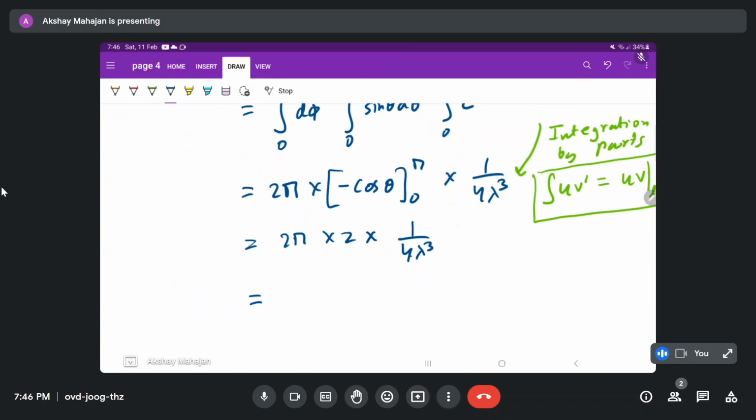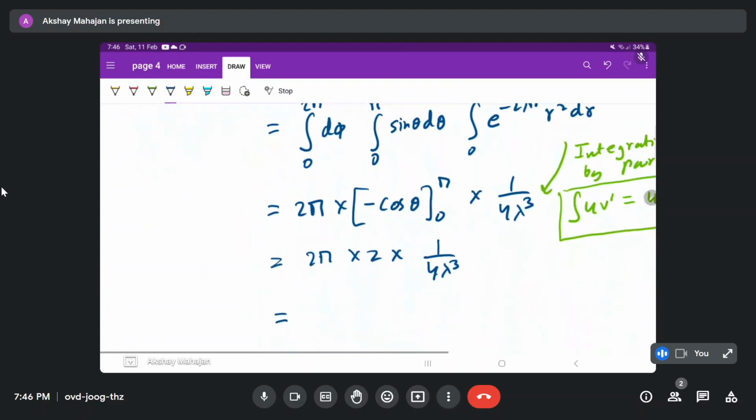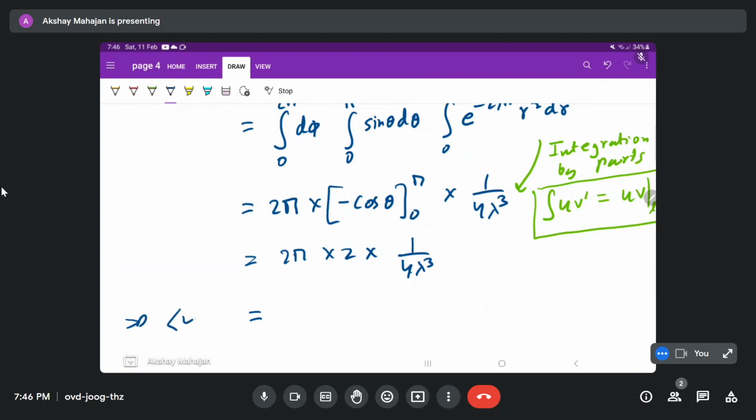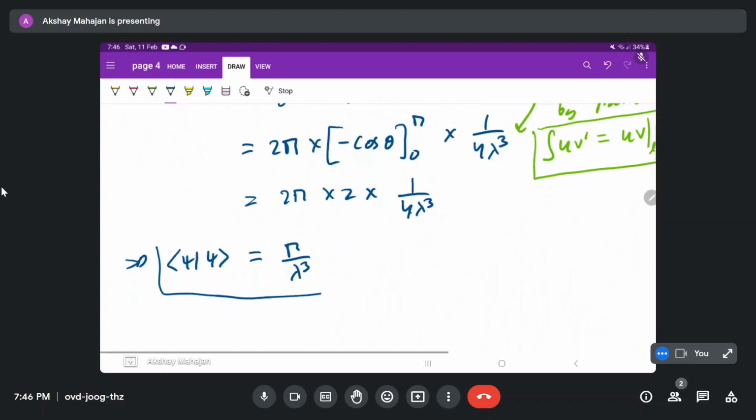Basically, this will give you your first term, which is psi psi, that will be equal to pi by omega cube. This is our calculation that we have obtained.